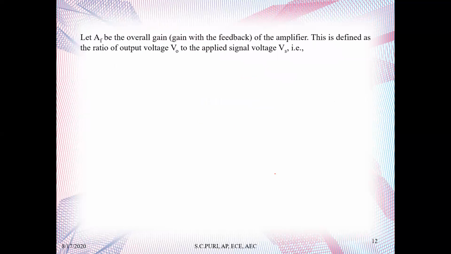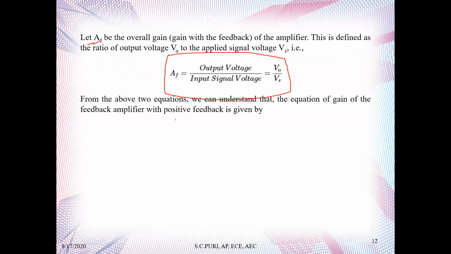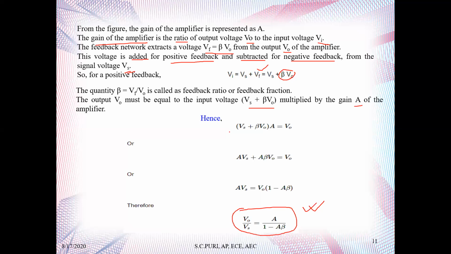Let AF be the overall gain, that is, the gain with feedback of the amplifier. This is defined as the ratio of output voltage V0 to the applied signal voltage Vs. So that is actually the overall gain. Therefore, AF is equal to output voltage divided by input signal voltage, which is equal to V0 by Vs. From the above two equations, we can understand that the gain of the feedback amplifier with positive feedback is given by AF equal to A divided by (1 minus A beta). We have seen this. You can see here.